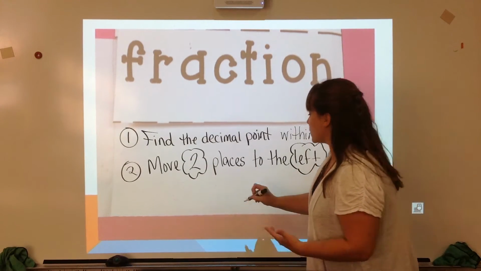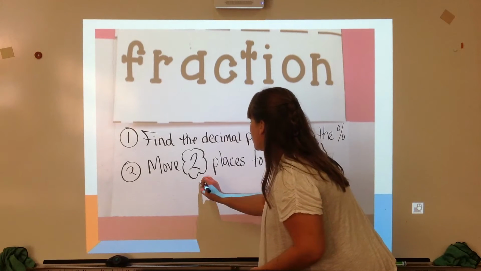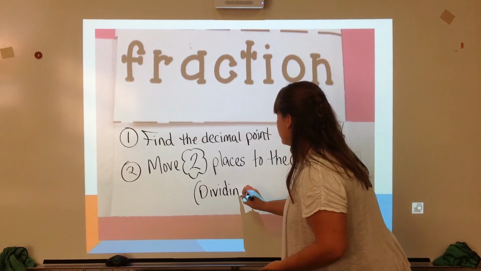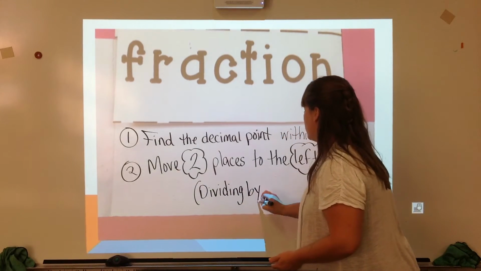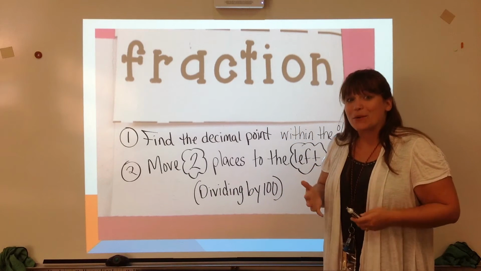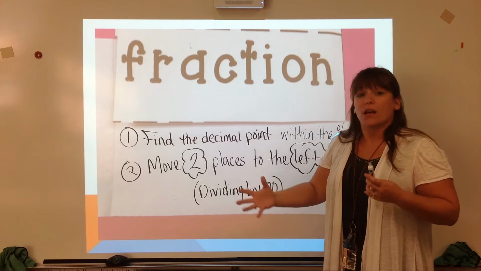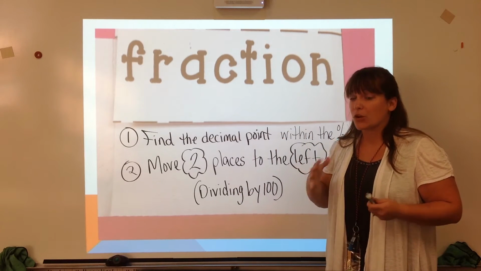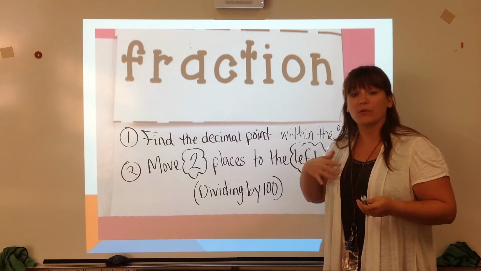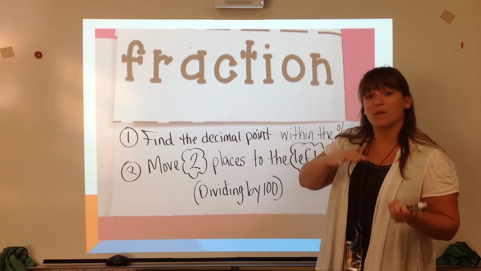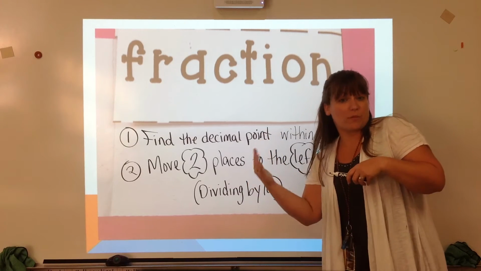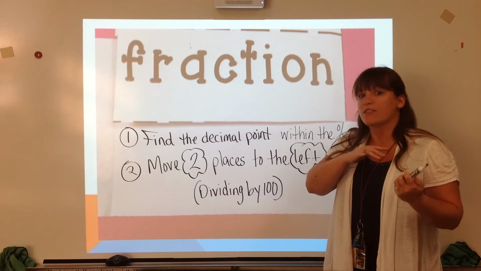And why is it to the left? Why is it 2 places as well? It's because we are dividing by 100. Remember, percents are always having to do with that idea of 100. It's a ratio comparing something to 100. So when we are manipulating from decimals to percents, we're multiplying by 100. When we're going from percents to decimals, we're dividing by 100.